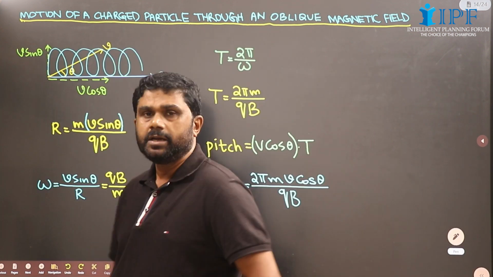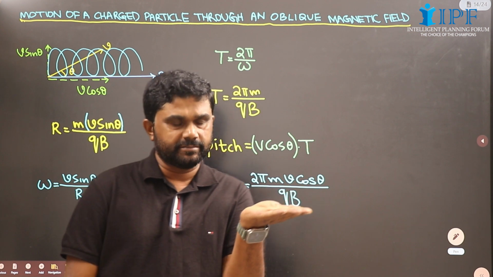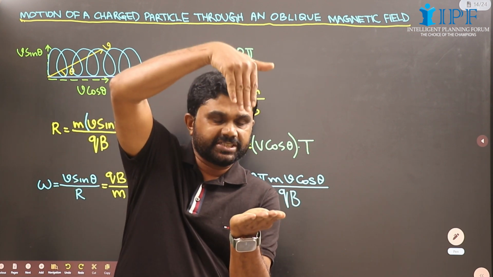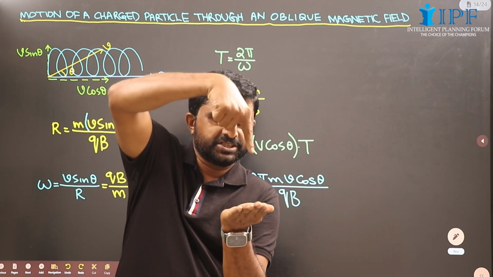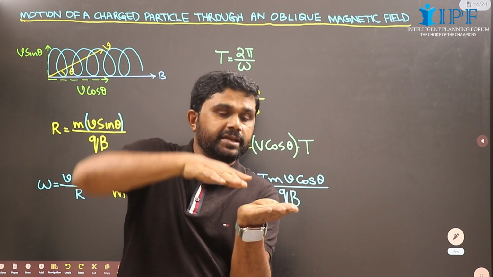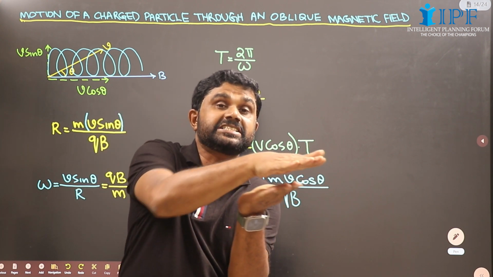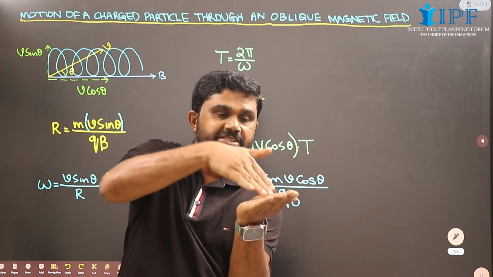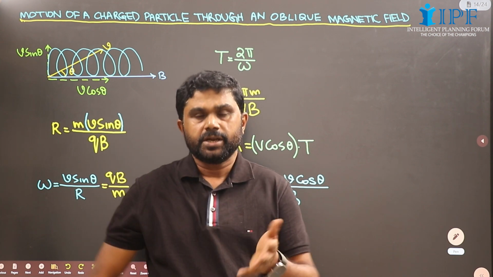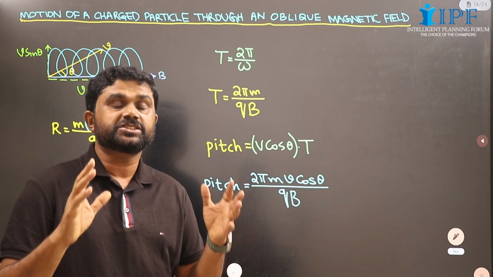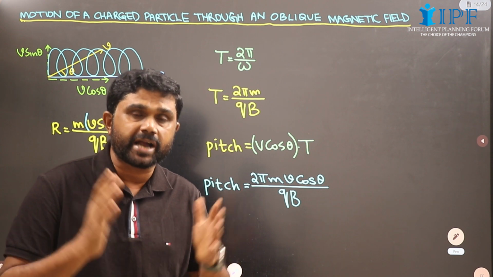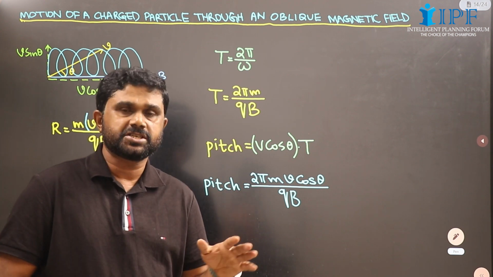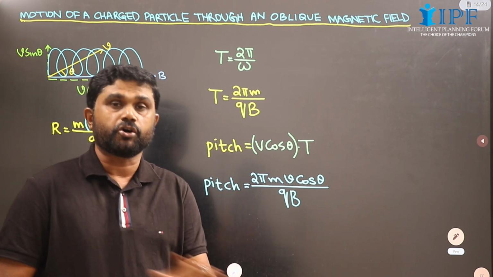Now suppose this is a plane. This is called a normal. And this is called tangential to the plane. And if it is like this, it's called oblique. Now let us consider the motion of a charged particle through an oblique magnetic field, not tangential and not normal.